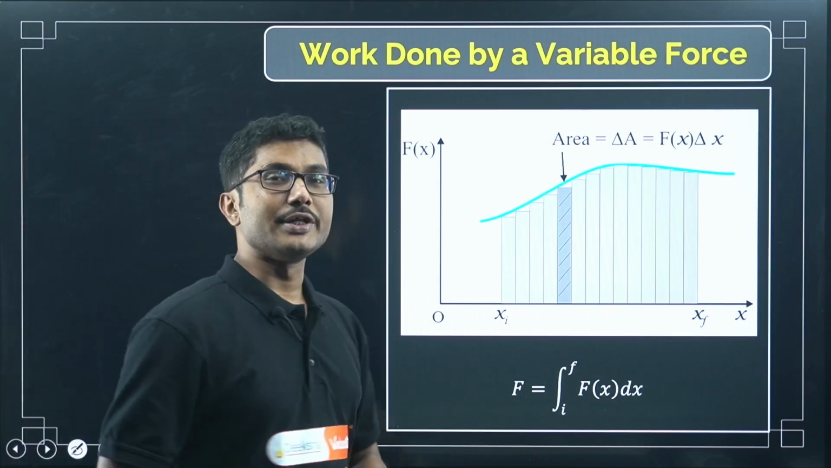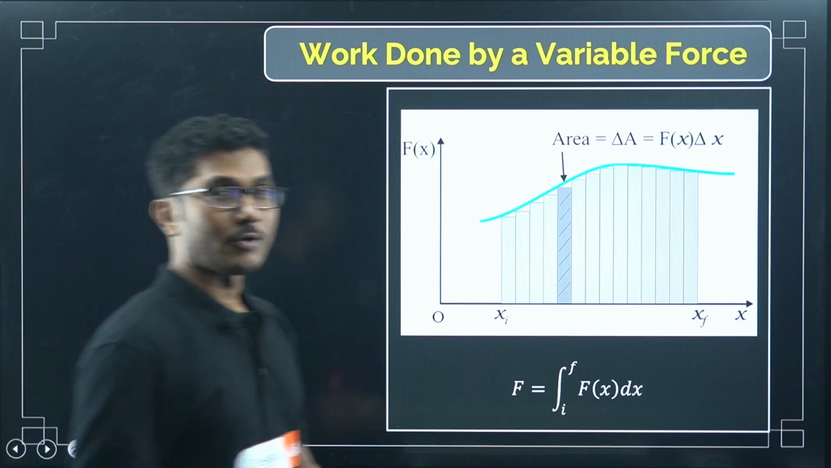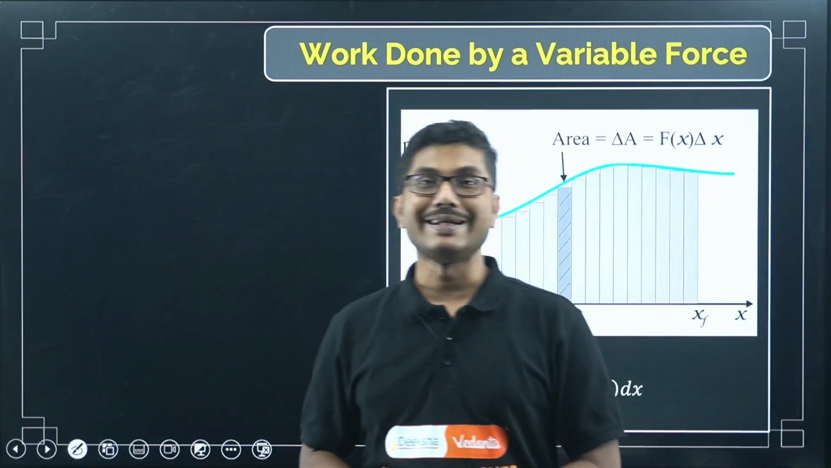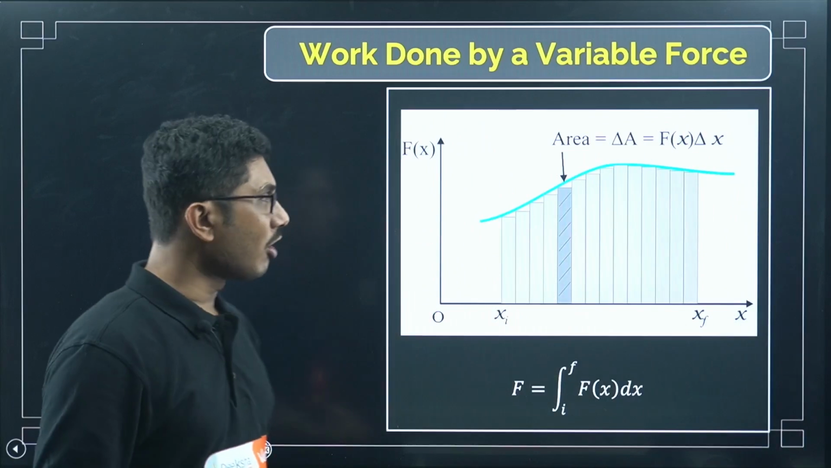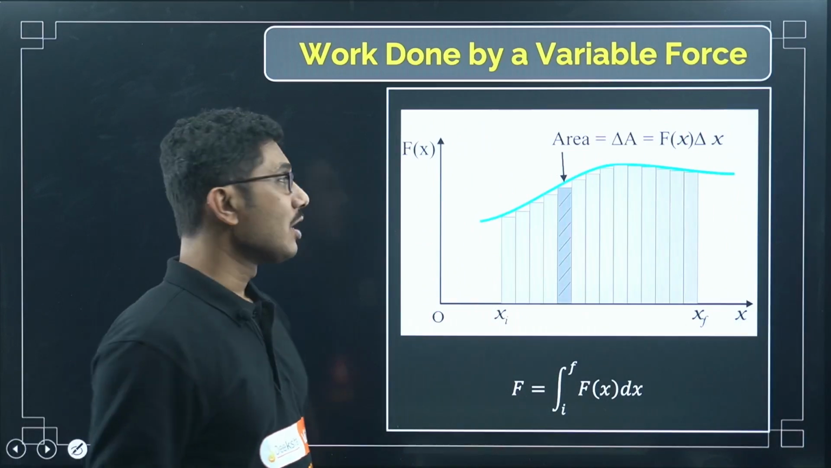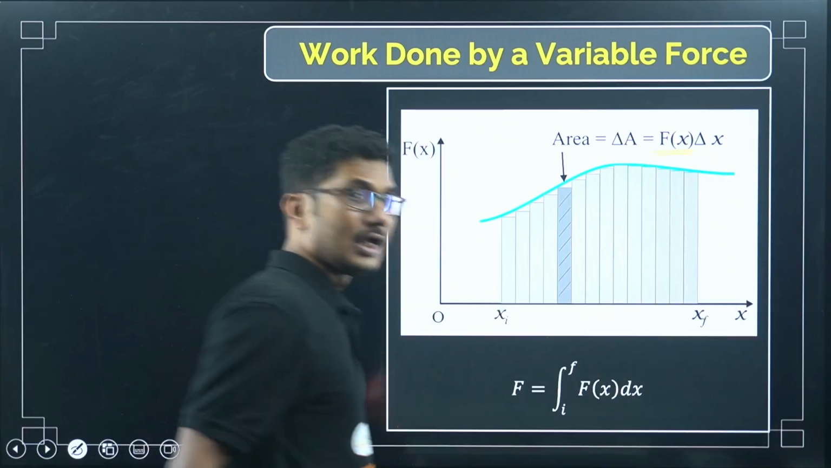If the force is variable, what is the meaning of variable force? Generally, when we solve problems, we say the force is given by 5 Newton, or 10 Newton. But if the force is not constant, that force is varying. For example, here the force is varying with time. It is a function of x. You know the function, right?